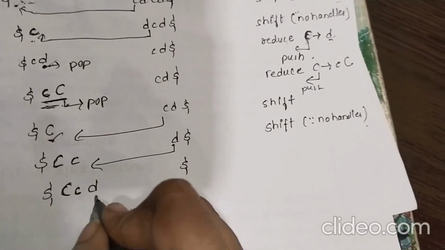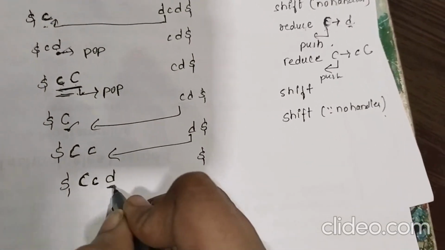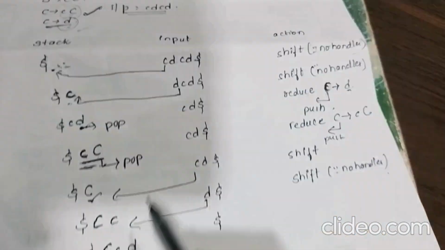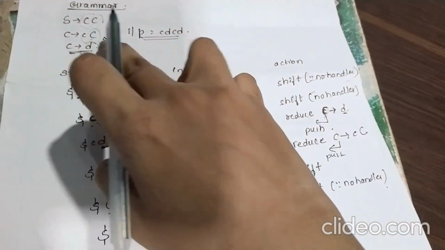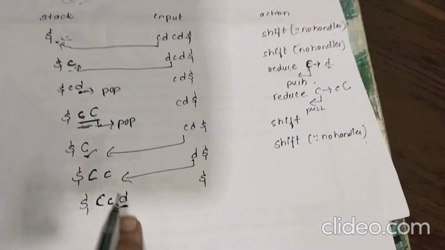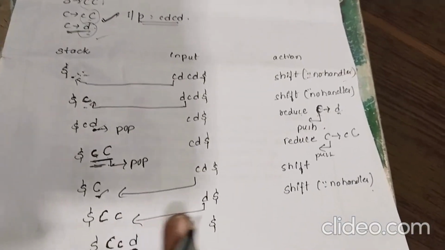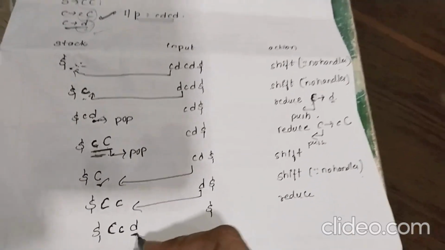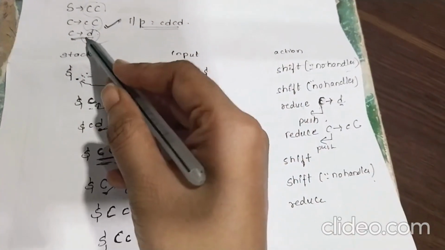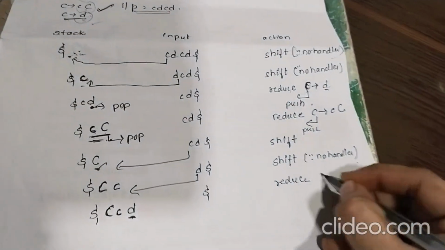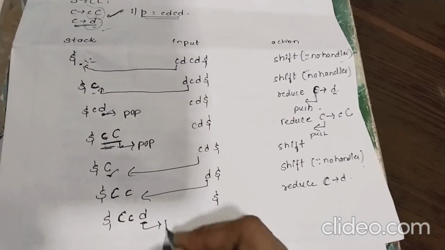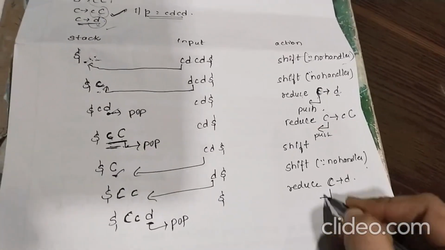Now see the next step. Here what do we have? D. Is it present in the RHS? Yes. This is the RHS element and this is present in the stack. So if the handles are present in the stack, then we perform reduce. This is derived by which expression? This. C produces D. So write this. Capital C produces D. Now pop this and push this.